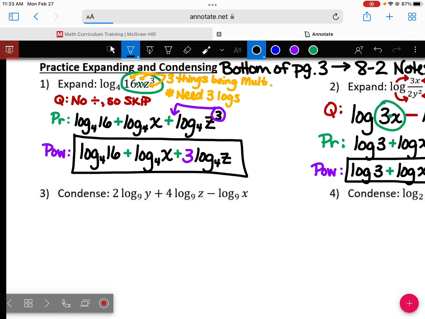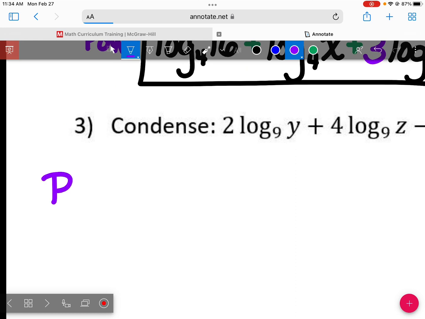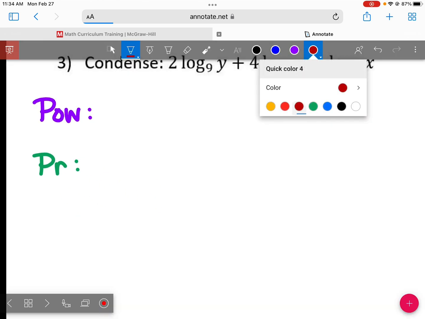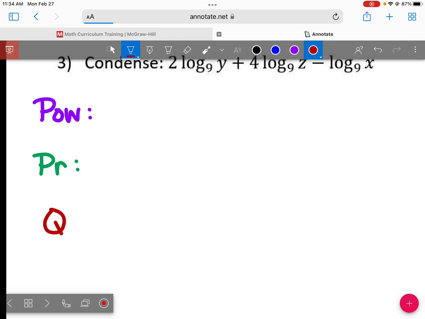What order would I need to do things in for number 3? Power, product, quotient. Powers first, then product, then quotient. Absolutely right. Powers first, then product, and finally quotient. Do I need to use the powers property here?